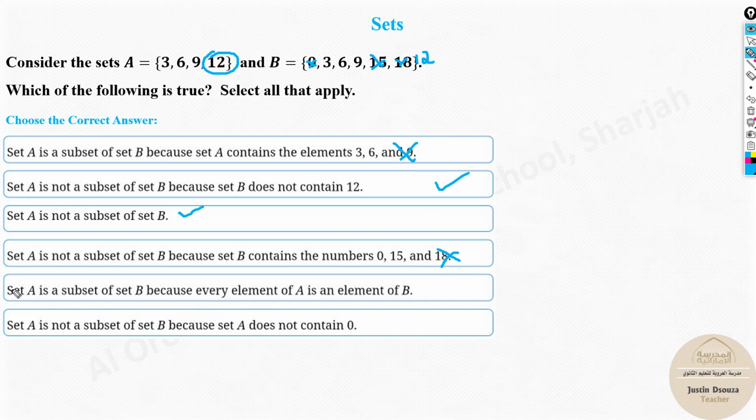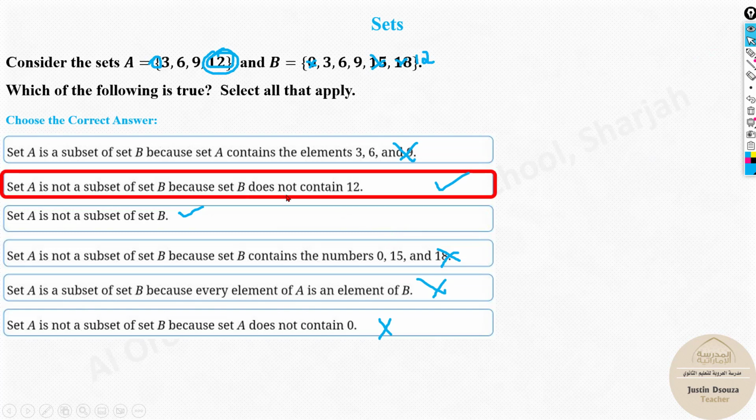The option that says set A is not a subset of B because set A does not contain 0 is also wrong. It doesn't make a difference whether it contained a 0 or not, because this 12 is not there in set B. That does not exist. So there are only two correct answers, this and this.